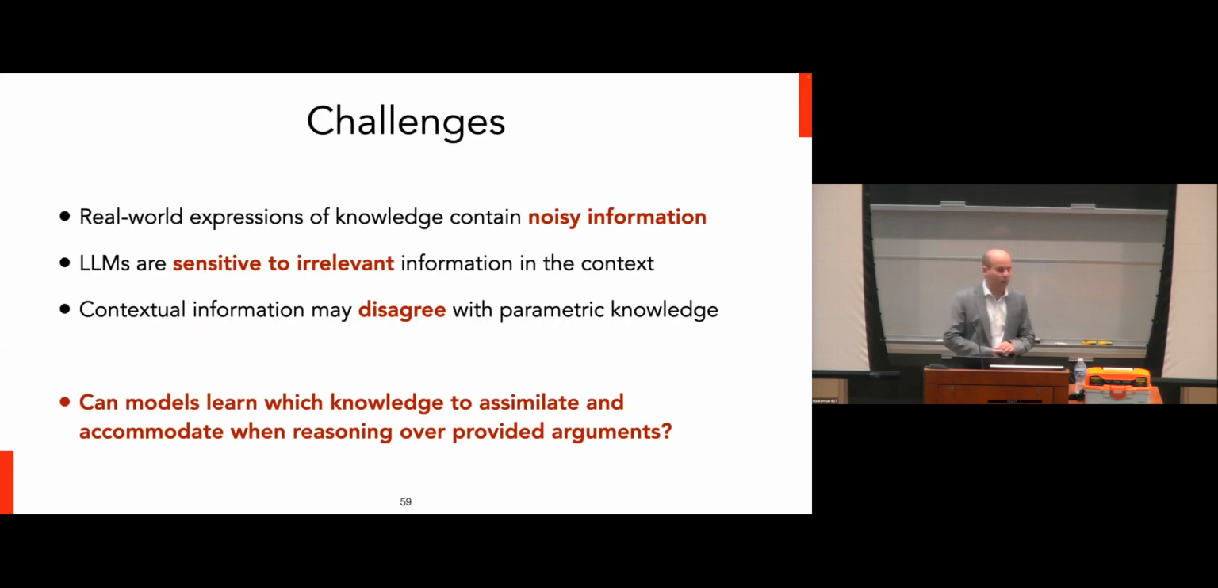And this is a really challenging problem because when we start thinking about allowing models to change their parameters, change what they know about the world as they receive new information, you start to realize that's not necessarily something you may want to do. Ultimately, real world expressions of knowledge tend to contain a lot of noise. LLMs are sensitive to that noise, and you may end up in situations where your contextual information disagrees with, let's say, static representations you've already learned. So it's quite complicated to understand what type of knowledge you should assimilate, in other words, interpret in such a way that it fits with what you already know, and which types of knowledge you should accommodate, so change what you think you know so that it makes more sense.